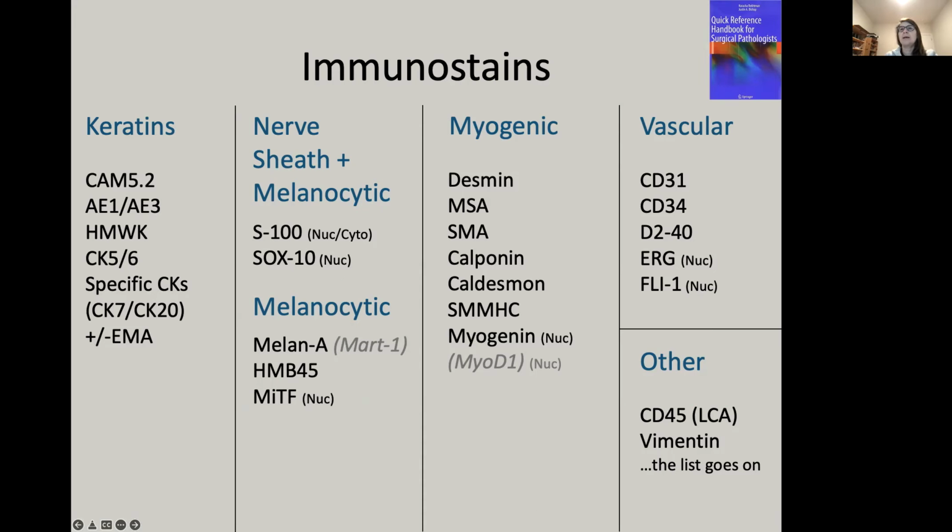We already went over the myogenic ones a bit. I have a more detailed slide on the vascular markers, so I can go over that. And then of course, the list is endless, but broadly, if you don't know what something is, you may want to start here. So how do we start with keratins, right?